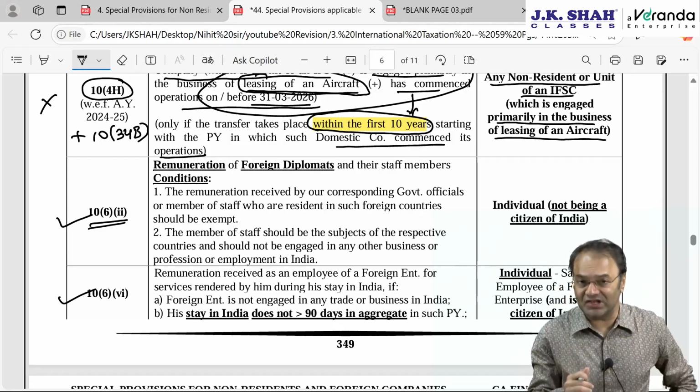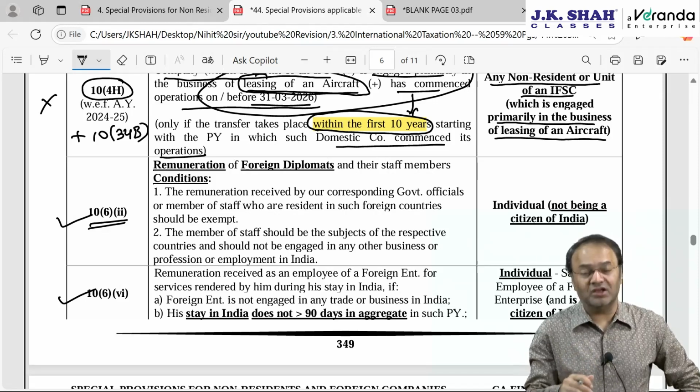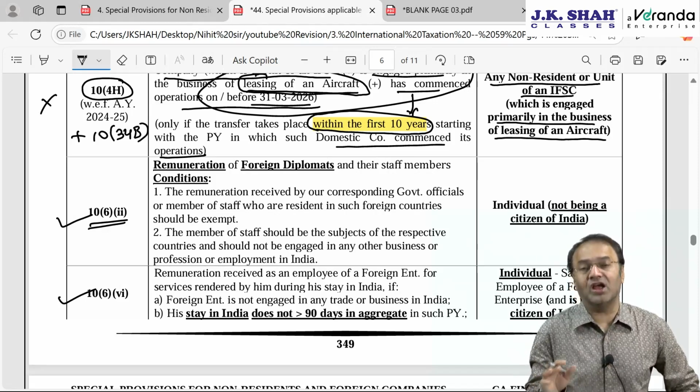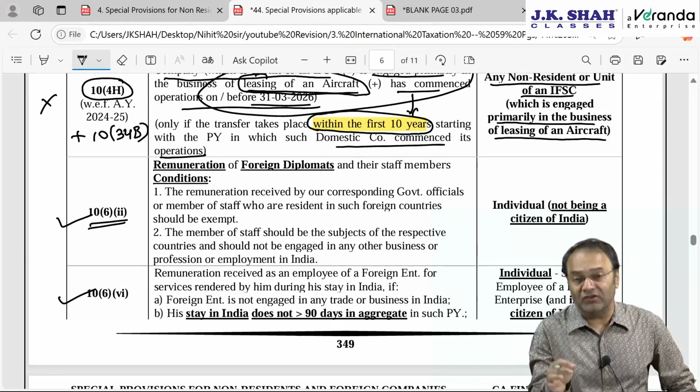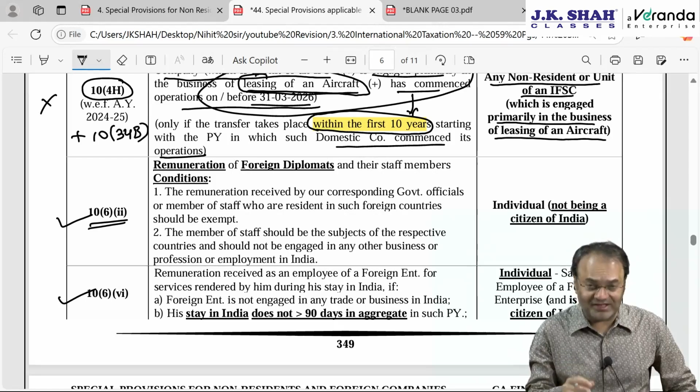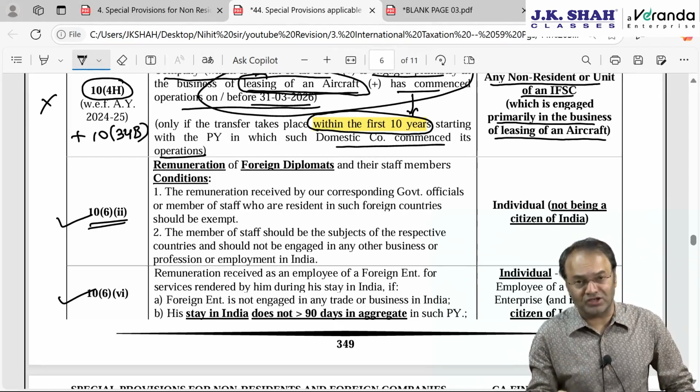Where are the services rendered? Services are rendered in India. Salary is received also in India. However, it will not be taxable in India. It will be exempt in India, provided certain conditions are satisfied.